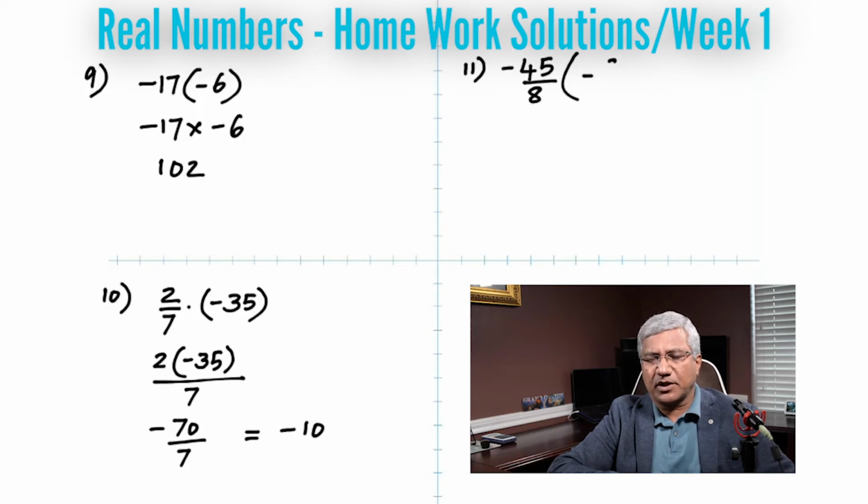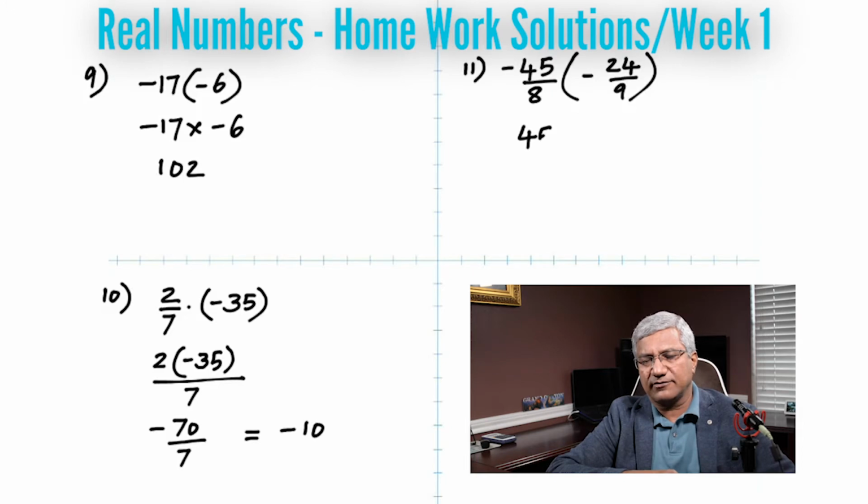Negative 45 by 8 minus 24 by 9. So that's a product again, so we have to multiply these two numbers. Both are negatives, so when you multiply, you're going to get a positive. So in this case, what you got to do is multiply the numerator with the numerator and the denominator with the denominator.